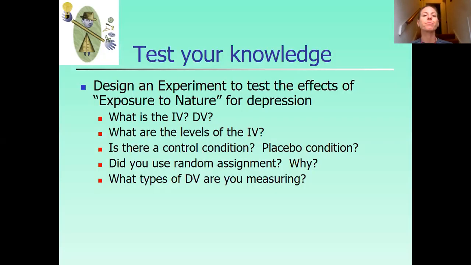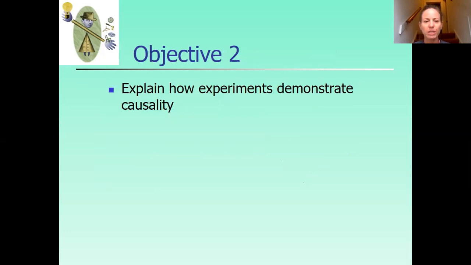Okay, anyway. So you try, design an experiment to test the effects of exposure to nature on depression. There's a lot of evidence that exposure to nature is actually good for depression. Question number one, what is the independent variable? What is the dependent variable? What are the levels of the independent variable? Is there a control condition? Is there a placebo condition here? Did you use random assignment, and why did you use random assignment? And what types of dependent variables are you measuring there? Or do you have multiple measures of your dependent variable? So you go ahead and stop the video and test your knowledge there and see how you're doing.